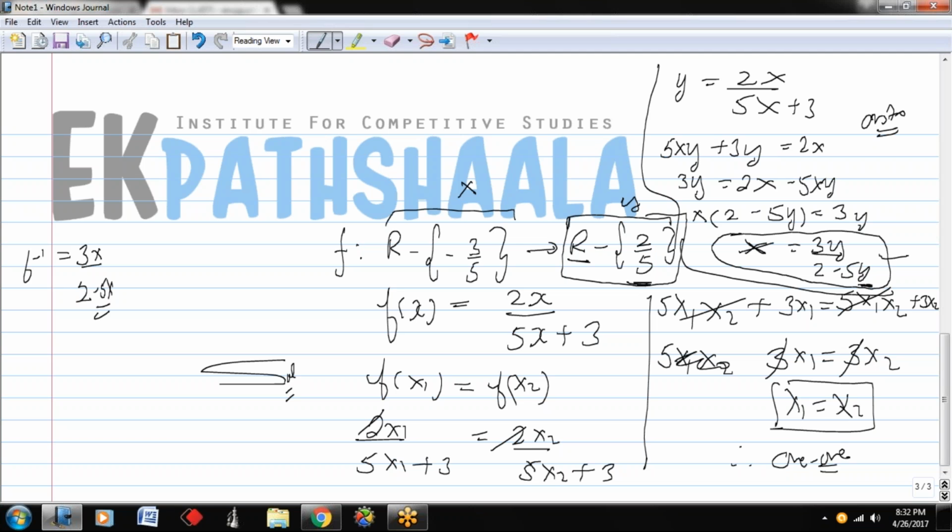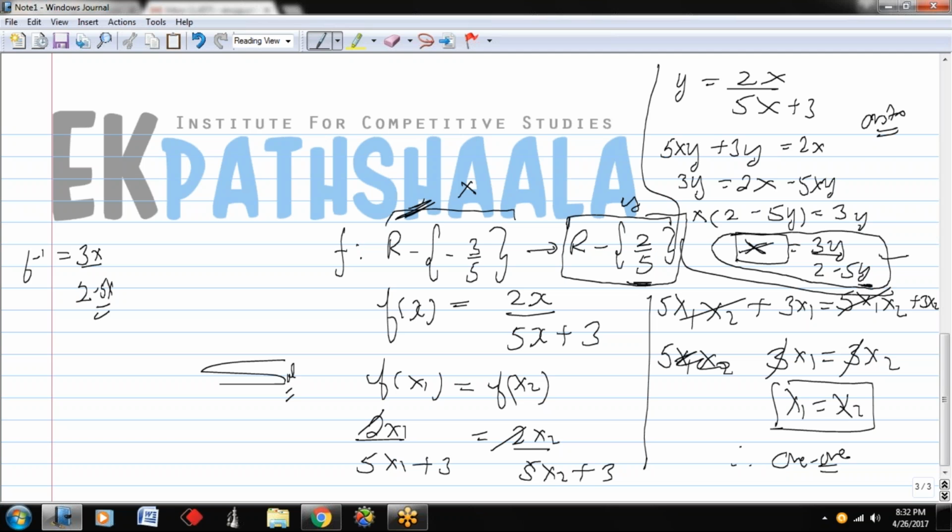I cannot put 2 by 5 over here, because the moment I put 2 by 5, the denominator will become 0, which will make the function infinity. Is that okay, Ishwar? So if you put anything real except for that, 3 into real will be real, 2 minus 5y will be real, real upon real will be real. That means x is a real value. That is what x says, that I should be real.